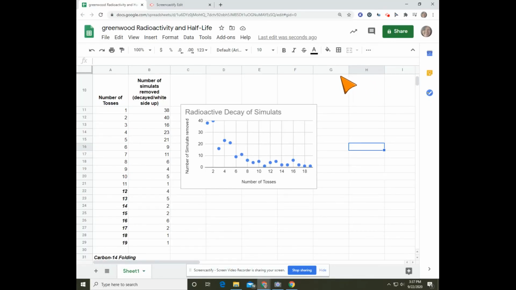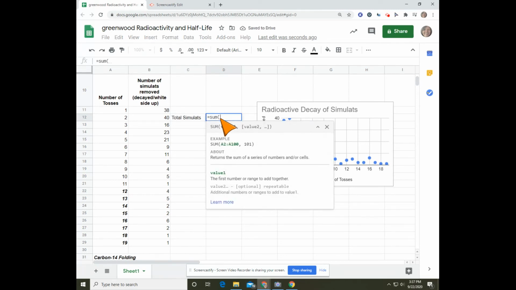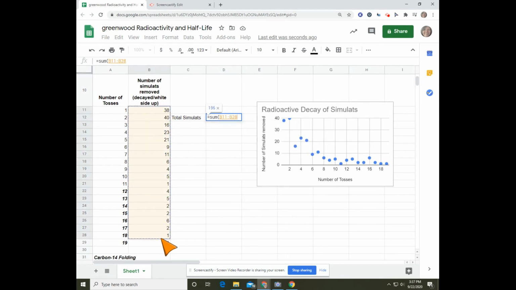Okay, so we're going to continue this experience and kind of digest the numbers that we looked at with the simulats. First thing, I'm going to move this graph over just a little bit. This graph kind of tells us some information, but let's really think about what we're looking at here. So I'm going to analyze the data a little bit. Find out what is our total number of simulats. So we're going to type equals sum, enter a formula here that will give us the total of our simulats. We have 197 total simulats.